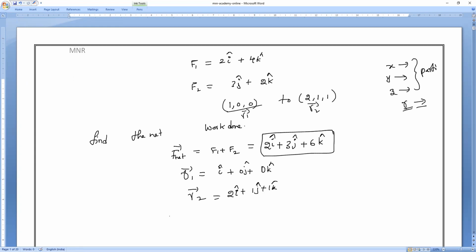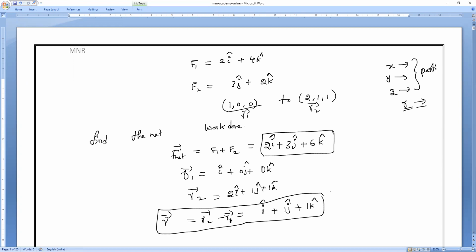Now if I want to find the displacement vector R, it is R2 minus R1, which is 2i minus 1i, that is 1i cap, plus 1j minus 0, that is 1j cap, plus 1k minus 0, that is 1k cap. So this is R. Everybody clear, all of you? Understand?